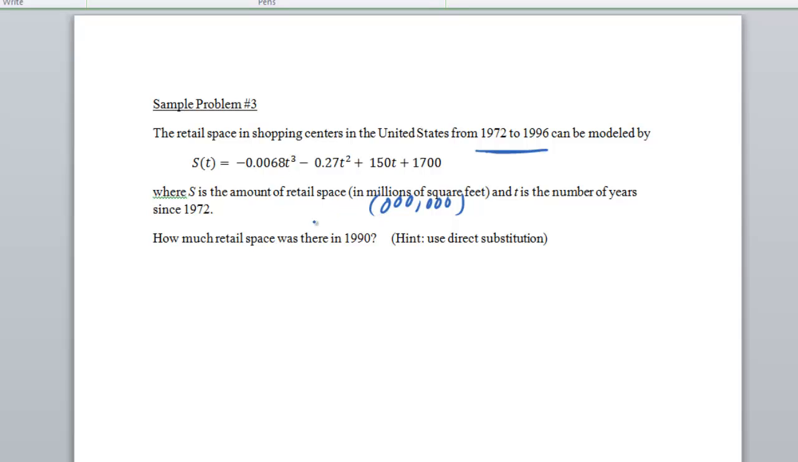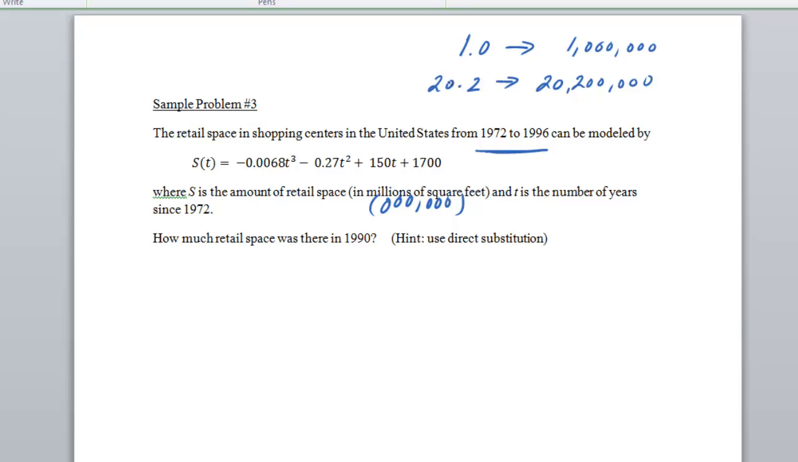Now keep in mind, if we get an answer for the S, the retail space, that is 1.0, what that's really telling us is that we have 1 million square feet of retail space. Conversely, if we got something like 20.2, that would tell us that we have 20 million and then 200,000 square feet. And so that 0.2 is starting those 6 spaces for the zeros. That's just to give you a sense of what your answer might look like.